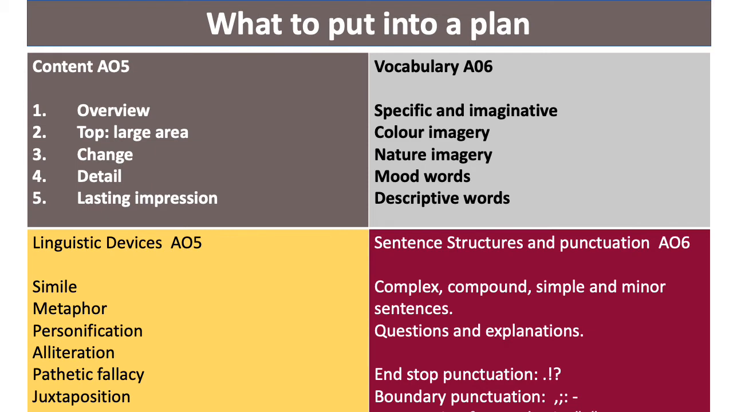AQA loves it when students move around the image. So I've recommended 5 different paragraphs, hence the 5 points in the content section on the left hand side. The first aim is just to give an overview, talk about the mood, the general feelings, the main things that you're noticing, give a sense of place and space. In the second paragraph then, take the largest area. In this case it happens to be the sea. And so you can describe your reactions, feelings, responses to the sea.